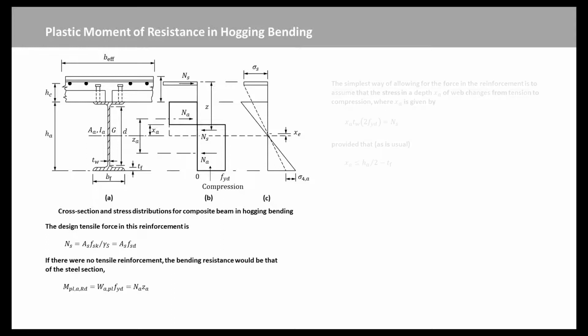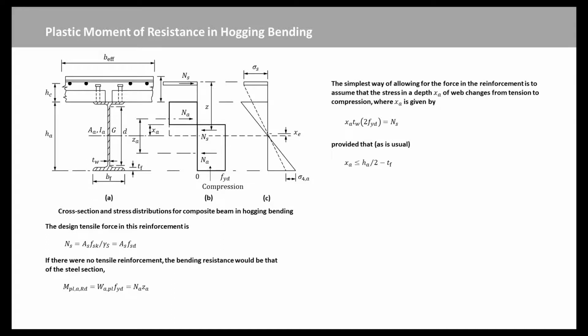The simplest way of allowing for the force in the reinforcement is to assume that the stress in a depth XA of web changes from tension to compression, where XA is given by this equation, provided that XA is less than or equal to HA/2 minus TF. The depth of web in compression is given by this equation. Knowledge of alpha D/TW and Fy enables the web to be classified, as shown in this figure.